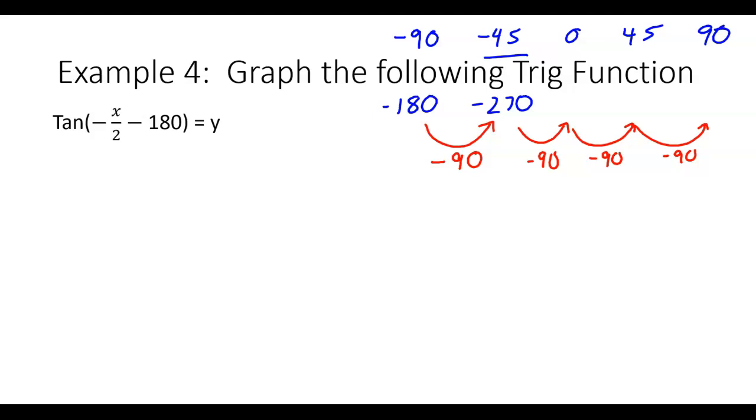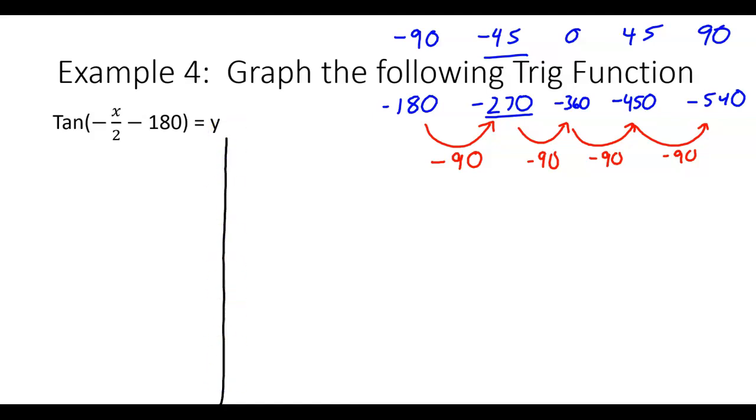So if I take my 270 and subtract 90 from it, I get negative 360. And if I take my 360 and subtract 90 from it, I think you get negative 450. And then if we subtract 90 from that, I think we're going to get negative 540. So there's my new angles that I'm going to use to graph with.